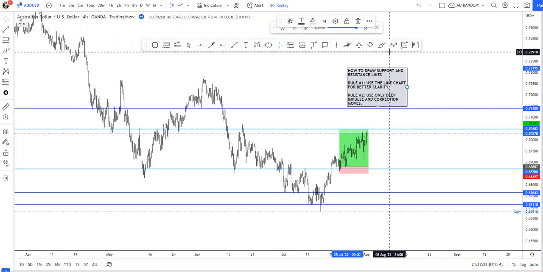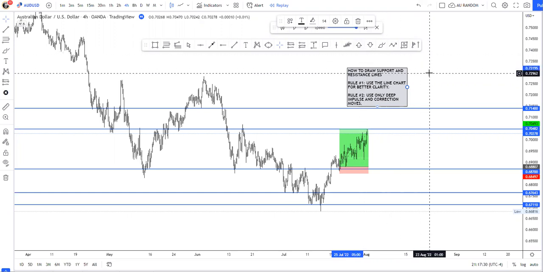For those who didn't watch the first video, I showed you how to draw support resistance lines correctly, the way that I do it. I don't like to use the top of the wick or the bottom of the wick. If you haven't watched that video, you can call it a part one, whatever you want to call it. I just want to show you how to draw it.